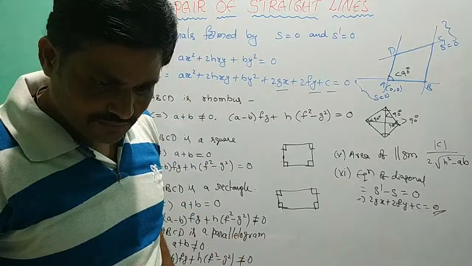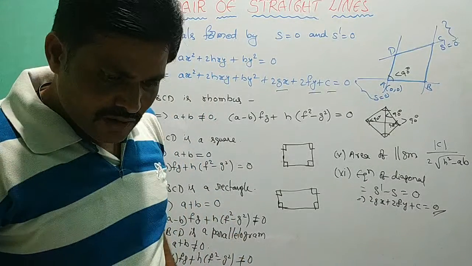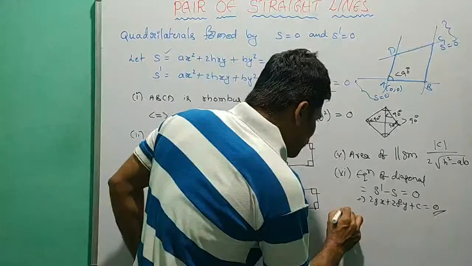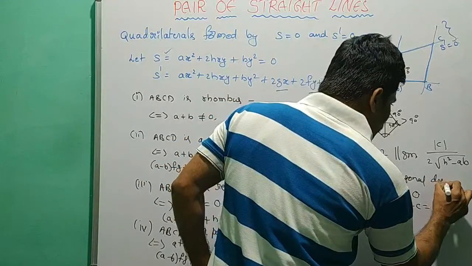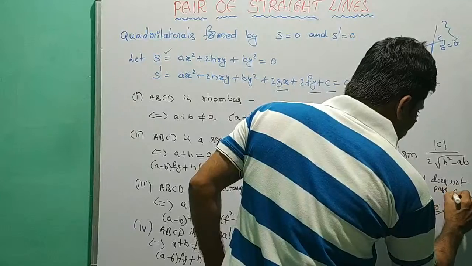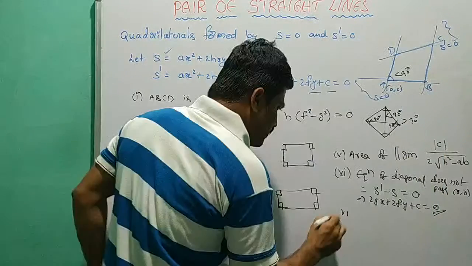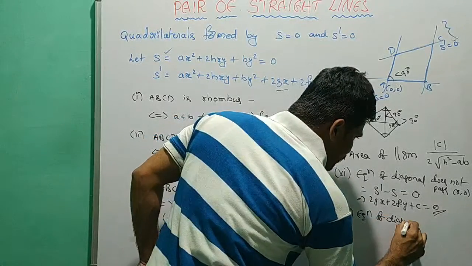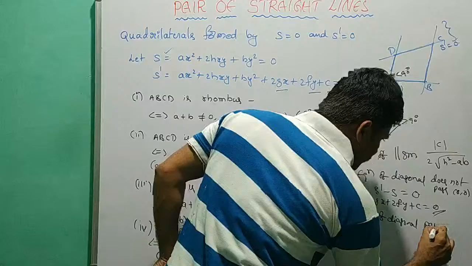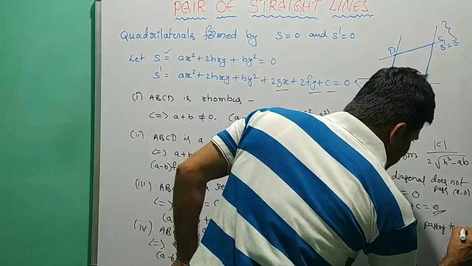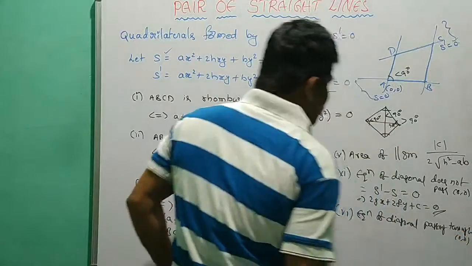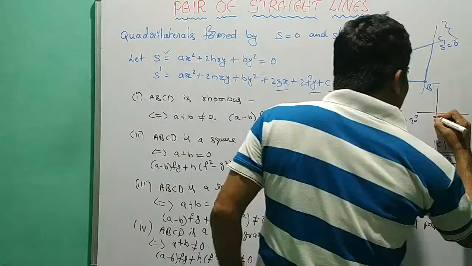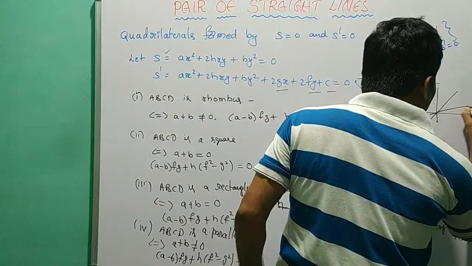Next, diagonal passing through the origin. Suppose the equation does not pass through 0 0. In that case, the equation of the diagonal passing through the origin, through 0 0. Here we have to take, suppose this is the xy plane. In that, this is one pair, and this is another pair.